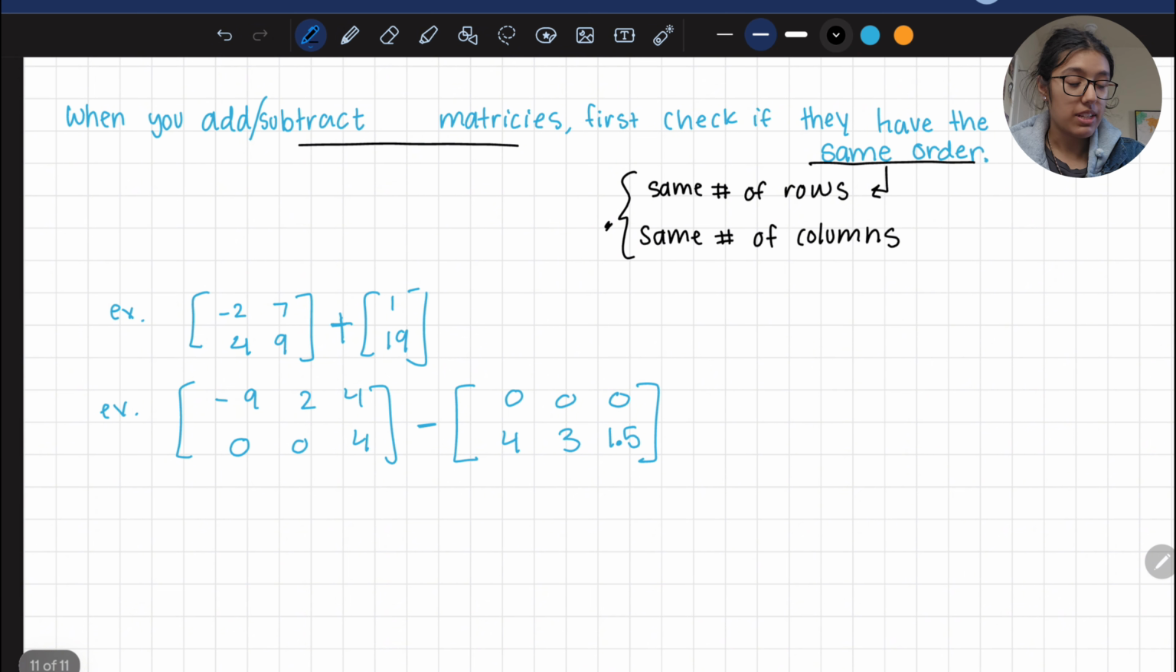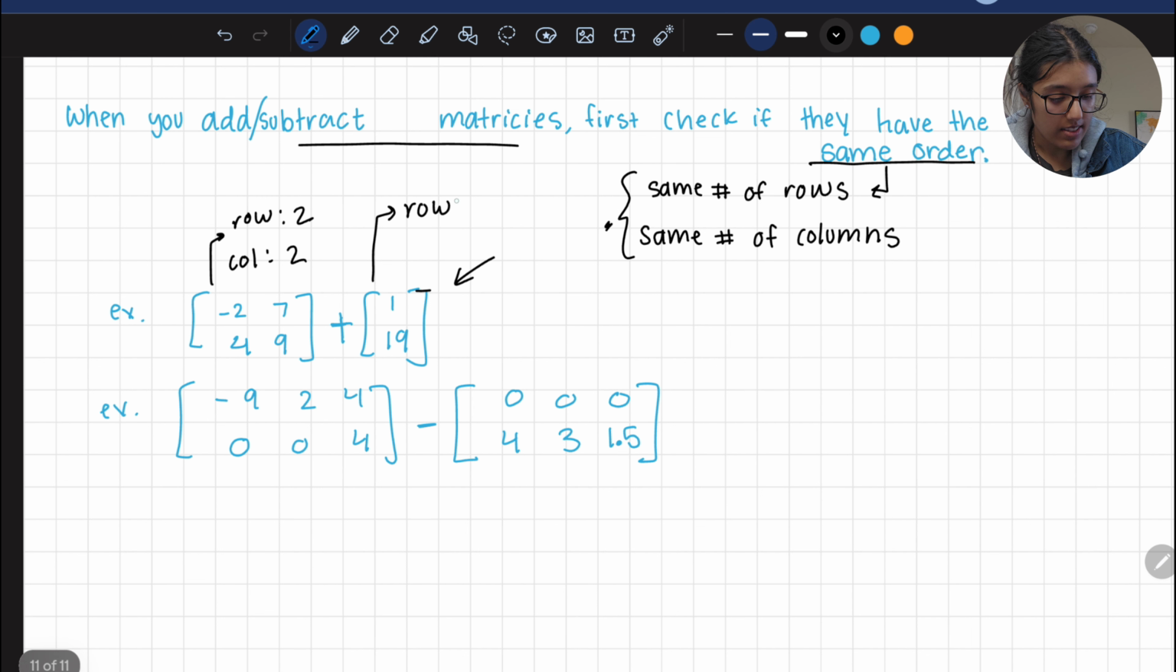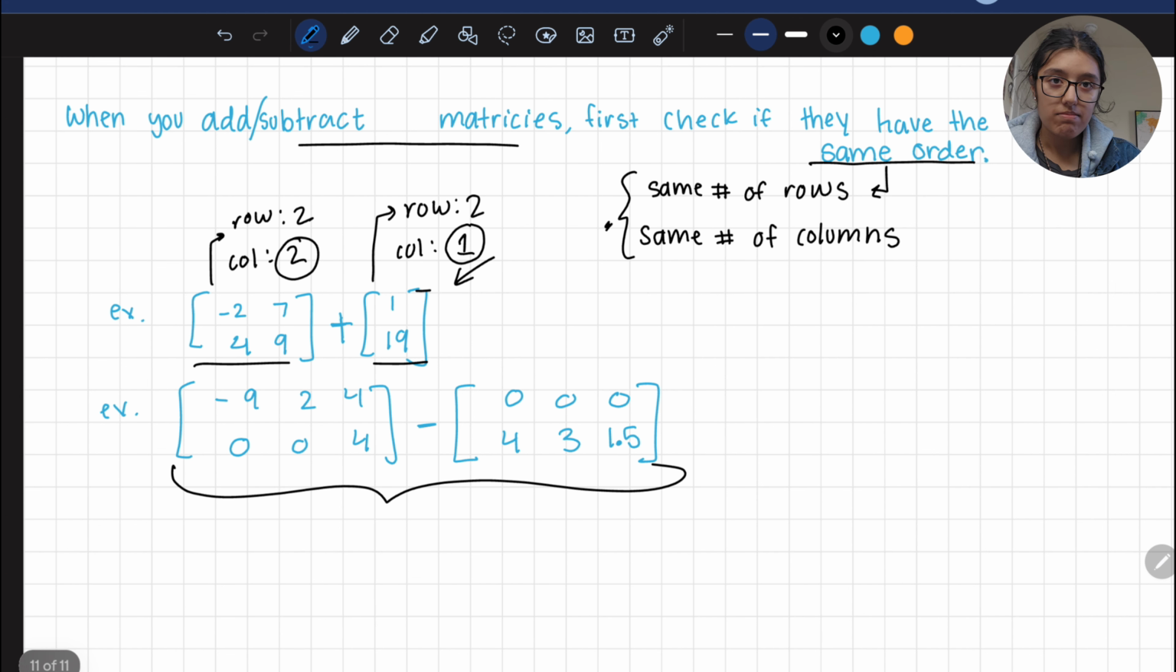But in this case, let's take this for example. The number of rows this has is 2, and the number of columns it has is 2. Now, the number of rows this has is also 2, but the number of columns this has is just 1. So these matrices can't be added or subtracted because the number of columns differs from this matrix to this matrix. Whenever you're adding matrices, all the matrices need to have the same number of rows and the same number of columns. But over here, that is not the case.